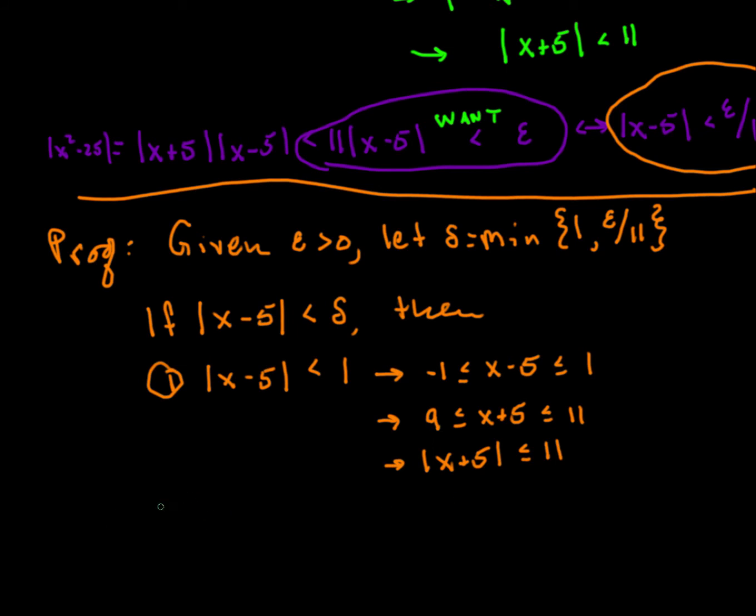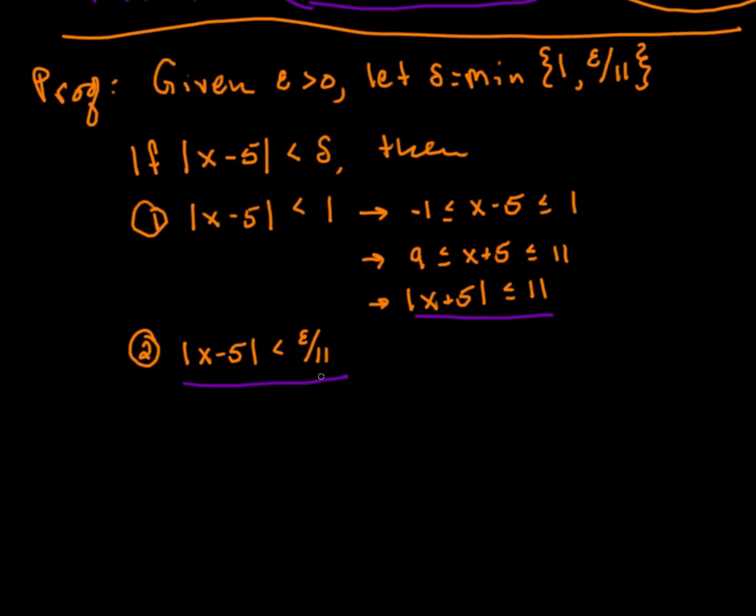Further, it tells me that if |x − 5| < δ, then |x − 5| < ε/11, since δ is less than or equal to ε/11. So I've got two facts. I've got that |x − 5| < 1, which tells me that |x + 5| will be less than or equal to 11. We also know that |x − 5| < ε/11.